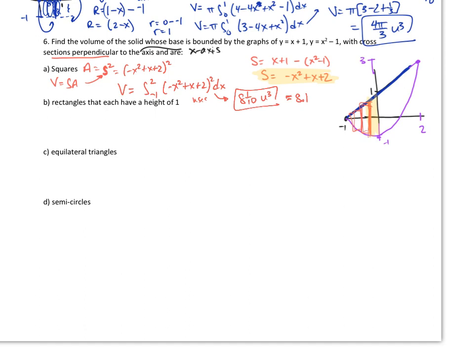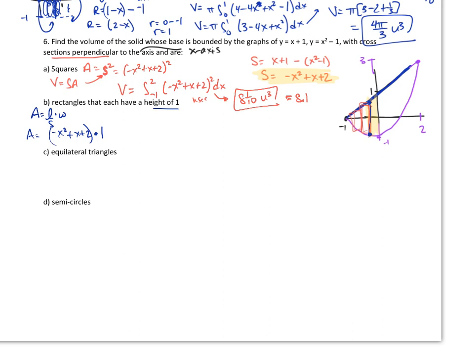All right, for the second one, we've got rectangles this time. And the rectangles each have a height of 1. So what's the area of a rectangle? It's length times width. Well, this length, we'll just call this our side, which we know, and we found that to be negative x squared plus x plus 2. Again, this was this top curve minus the bottom curve. That's the length of that times 1.